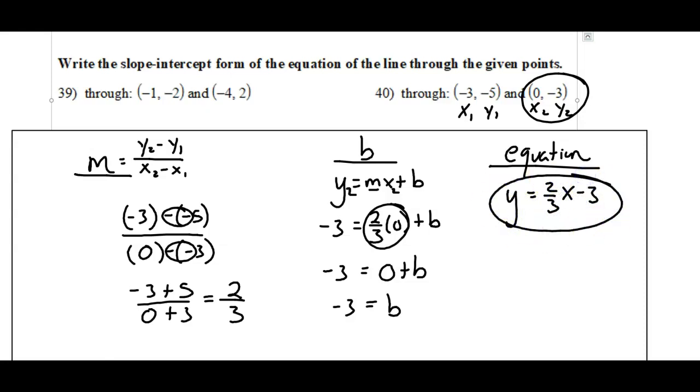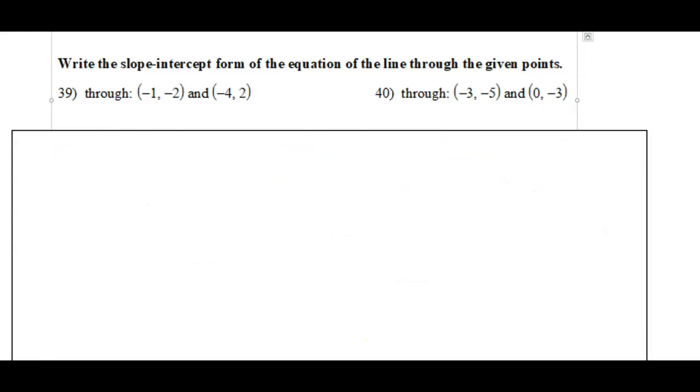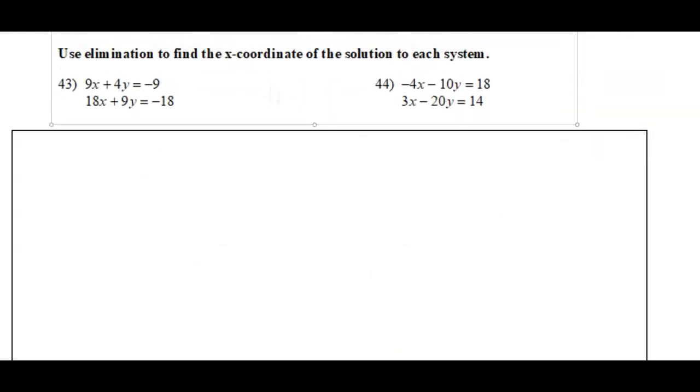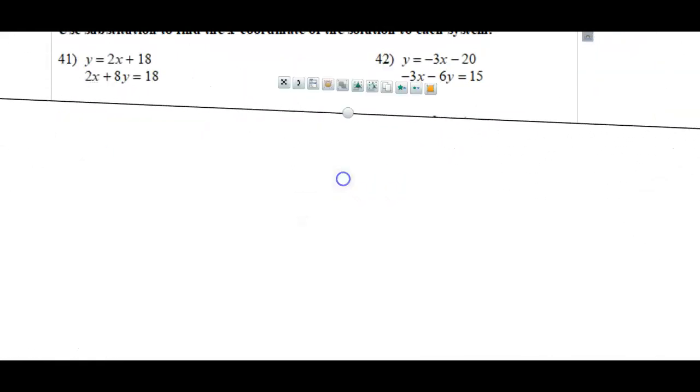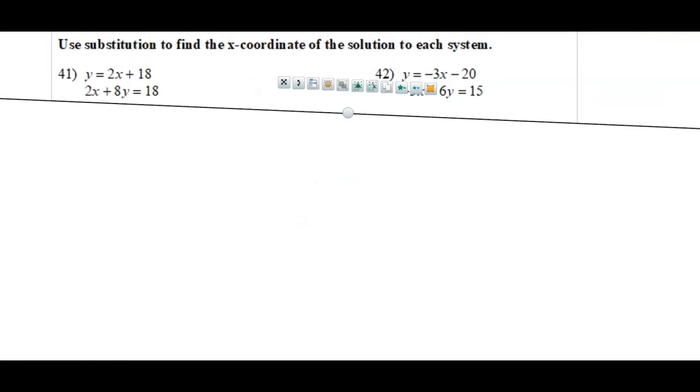So we're finding the equation of a line. Step 1, find your slope using the slope formula. Step 2, find your b value. Step 3, write the equation. All right. Step 4, we're going to use substitution to find the solution to the system of equations.